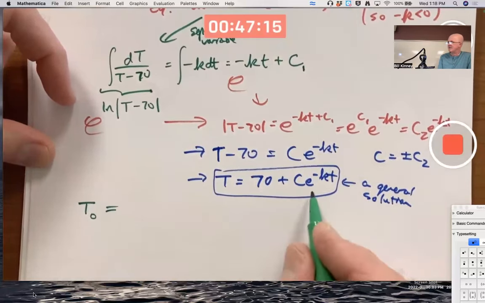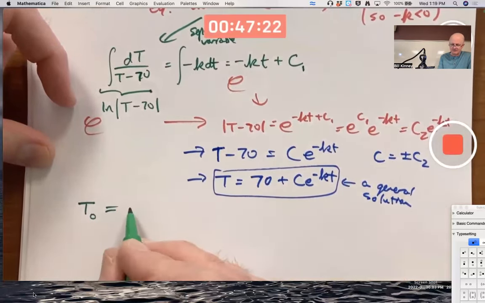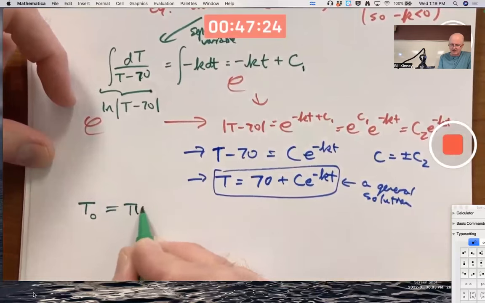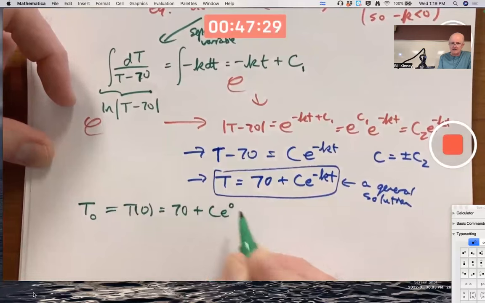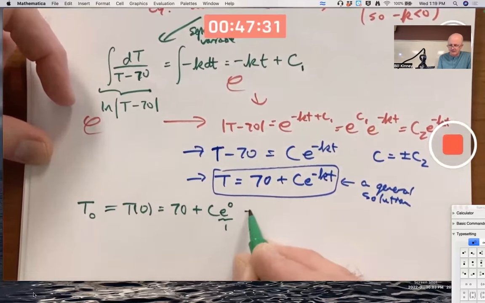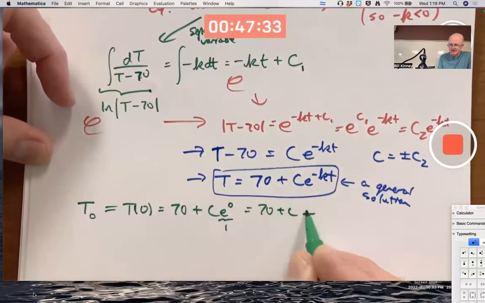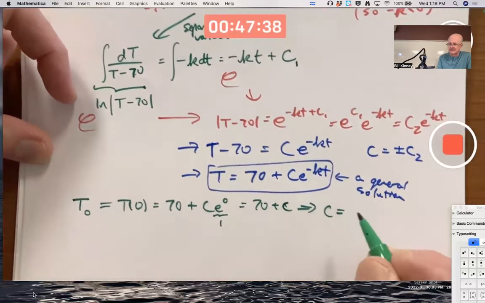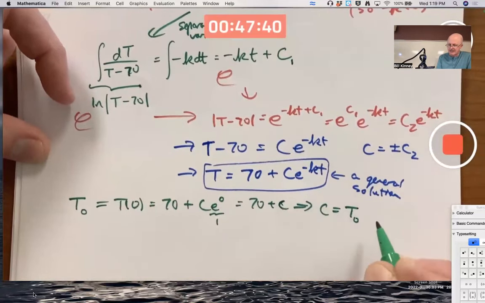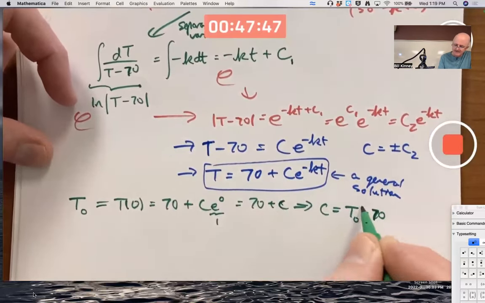And maybe I should give this thing a function name. Well, okay, let's solve for C first. I will give it a function name like before, but let's just solve for C first. E to the 0 is 1, so this becomes 70 plus C. Solve that equation for C by subtracting 70 from both sides, and you get C is the initial temperature, T naught, minus 70. And that can then get substituted into there.